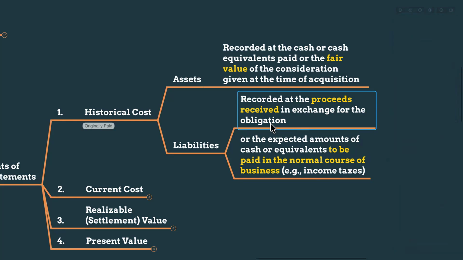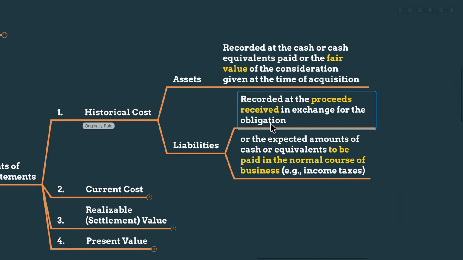Let's say you bought it for 1.5 million, not 2 million. Even after 7 or 8 years, it is still recorded at 1.5 million. Even if similar vans now cost almost 2 million, you are still keeping that van at 1.5 million. That is historical cost.